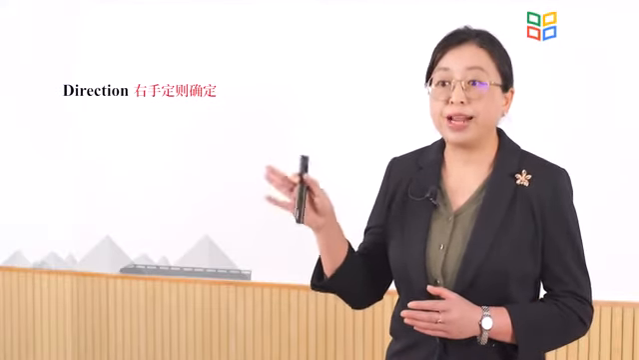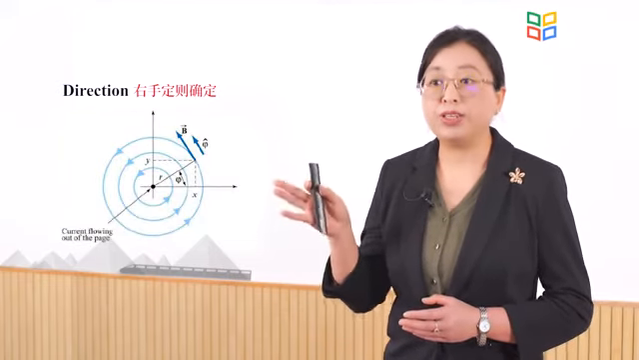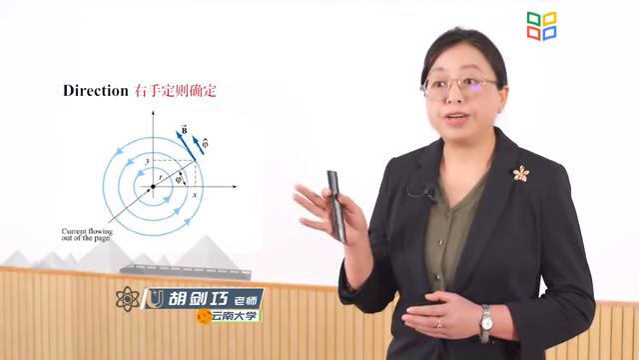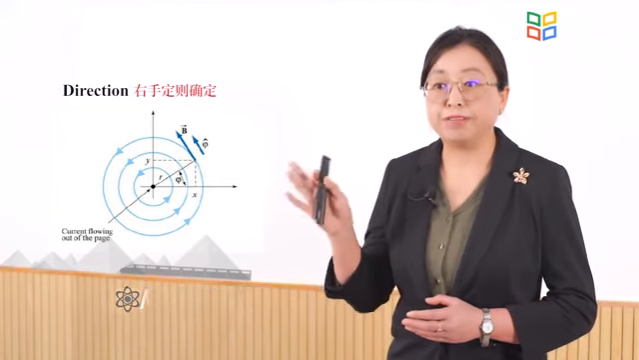Then how about the direction? We could determine the direction by applying the right-hand rule as shown in the figure. If my right thumb points along the direction of the current in the wire, then the four fingers of my right hand curl in the direction of the magnetic field.